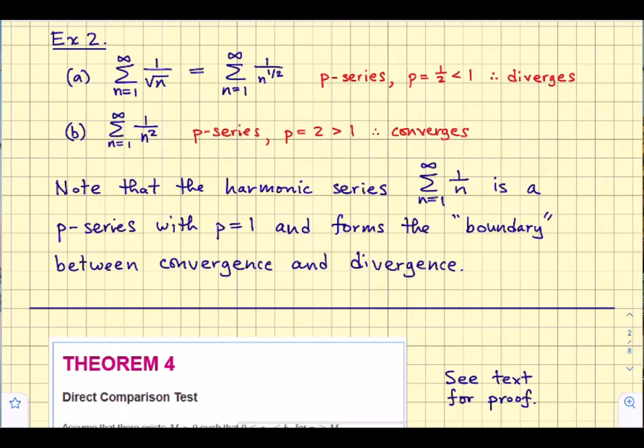Similarly, the sum from n equals 1 to infinity of 1 over n squared, we spot this as a p-series with p equals 2, which is greater than 1, therefore this series converges.